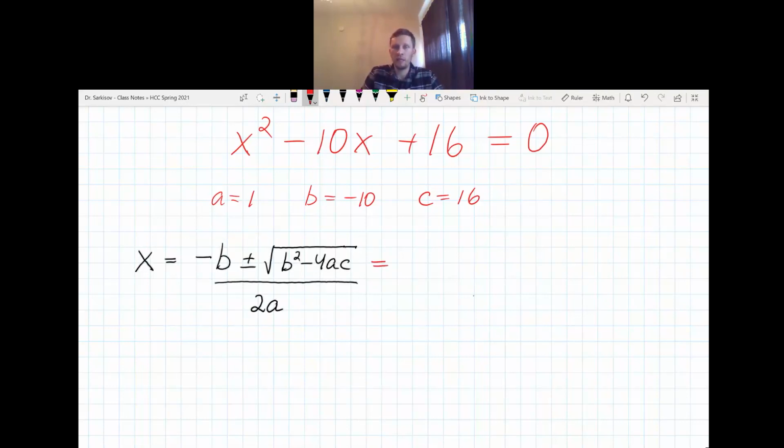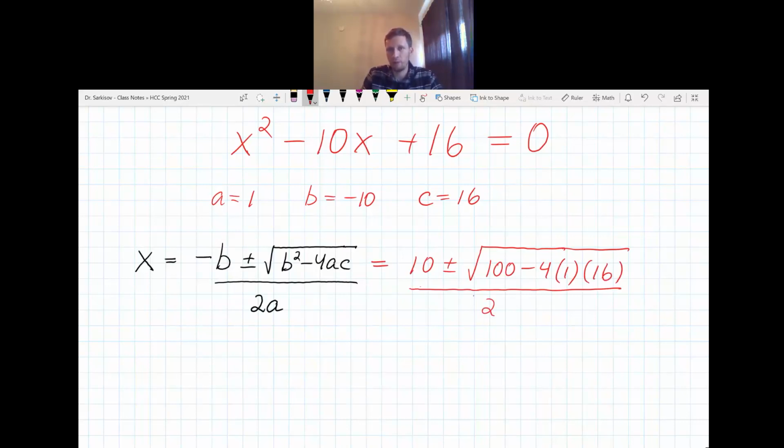So x equals, what's the negative of negative 10? See, negative b? Positive 10. So 10 plus or minus. Plug in the numbers correctly and carefully. Negative 10 squared, 100. Minus 4a, a is 1, c is 16. Plug in the right numbers in the right spots, carefully add, subtract. That's the only issue sometimes, students having difficulty with the arithmetic. That's why we're practicing that a little bit too.